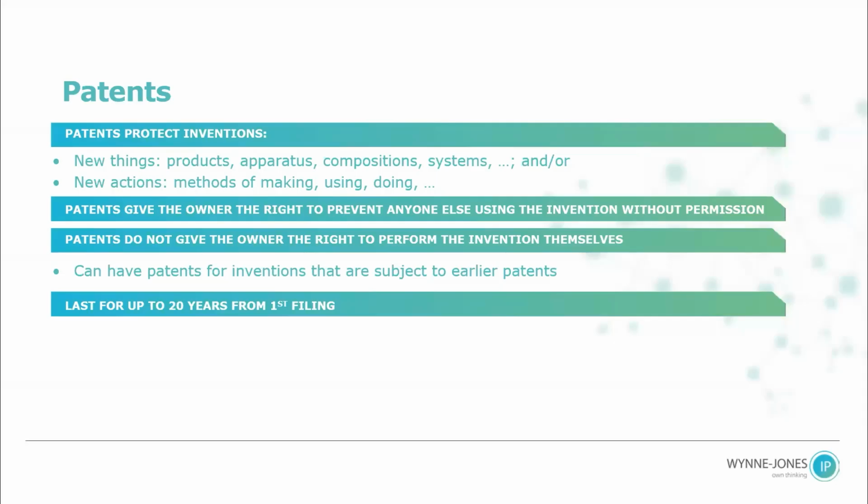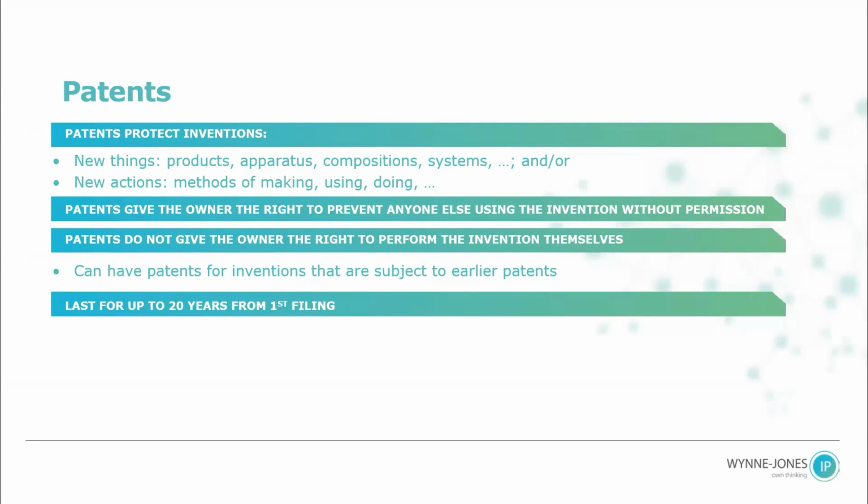So, first of all, patents. Patents protect inventions. And inventions can be basically broken down into two main areas: new things, products, apparatus, compositions and systems, and new actions, methods of making, using or doing. And a patent can be one or other or a combination of these or collections of these together linked by some sort of concept, but everything is either a thing or an action.